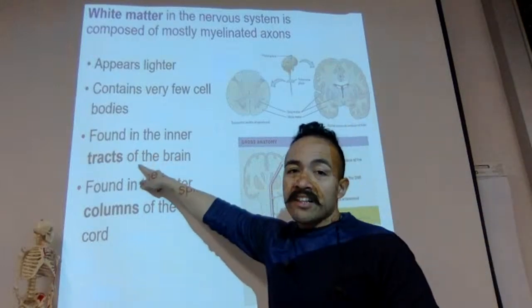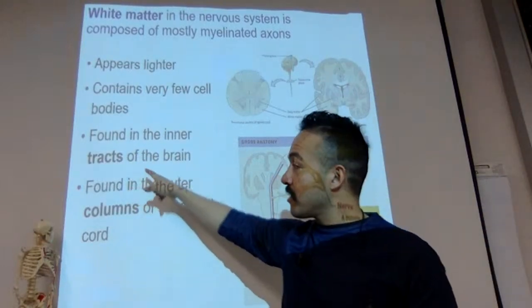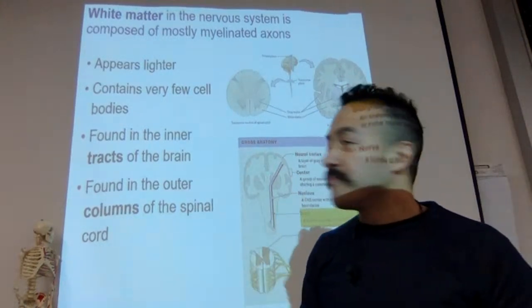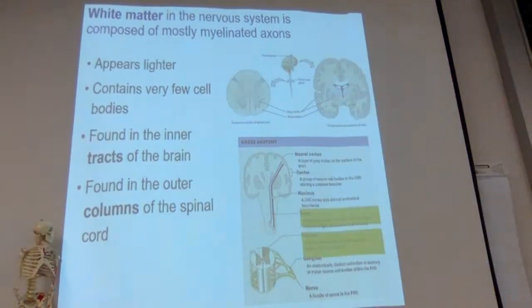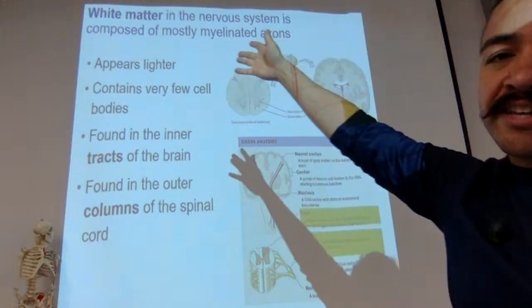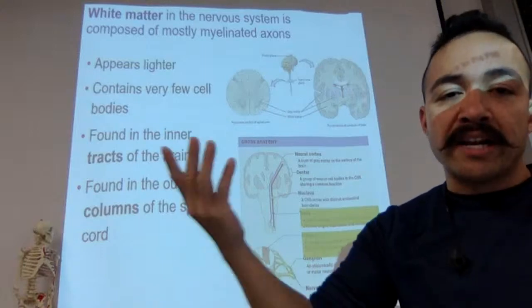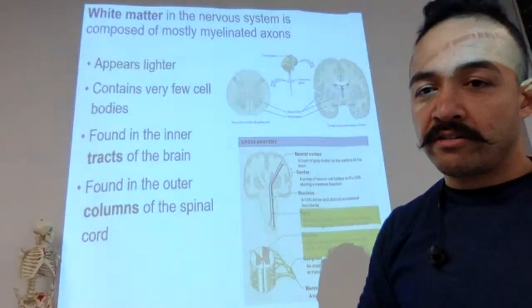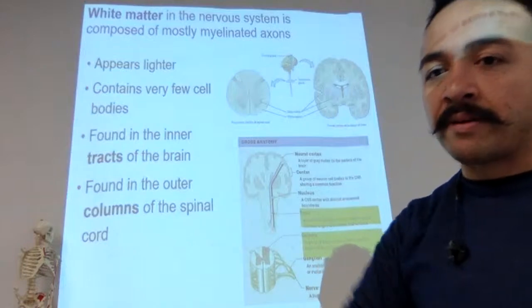So they're found in tracts in the brain. They're called tracts. If it's in the spinal cord, they're called columns because you're going in a column. Tracts and columns. They appear lighter because this is where we have axons. There are some cell bodies, but very, very few. There are cell bodies of glial cells typically. You don't find neuronal cell bodies in white matter. No neuronal cell bodies in white matter, only in gray matter.